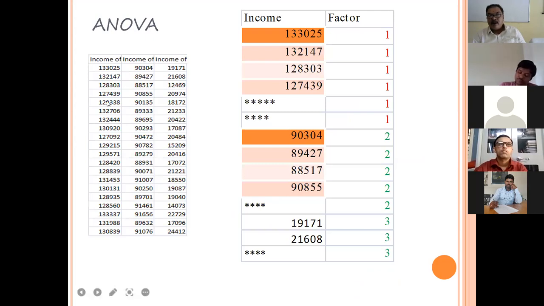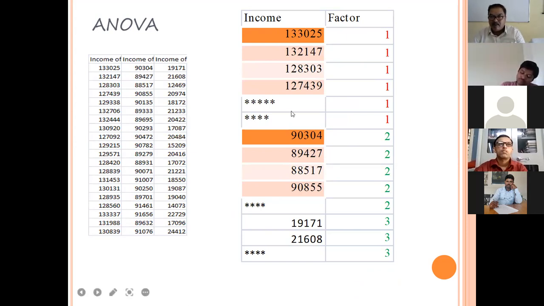For ANOVA, again I have the same data: income of polymer, income of food, and income of medicine. And again I am going to enter the data in SPSS. In SPSS, I insert the data like this.